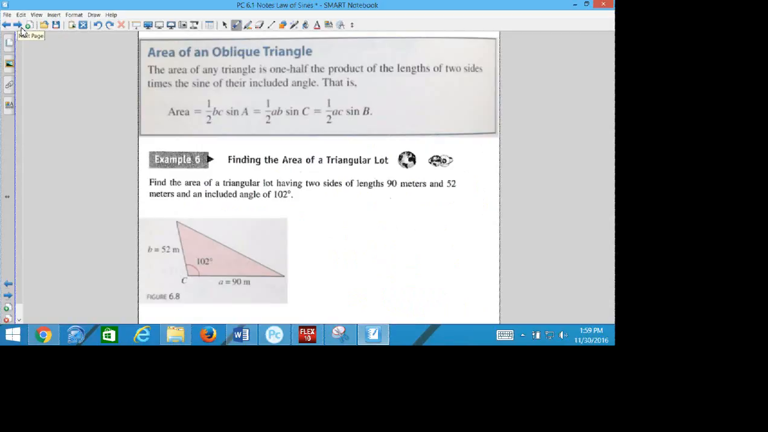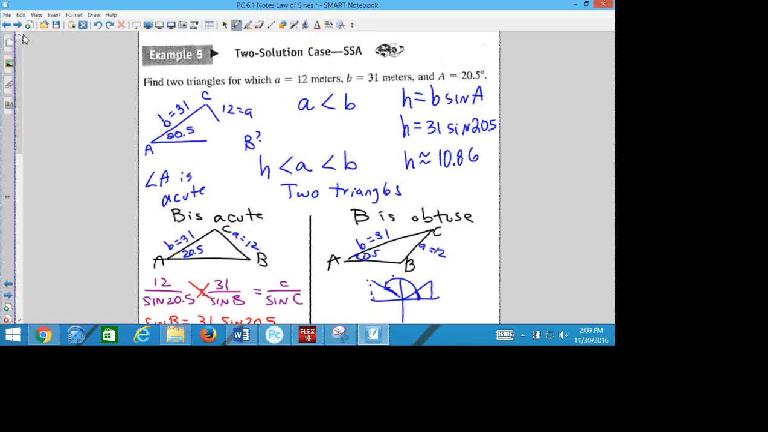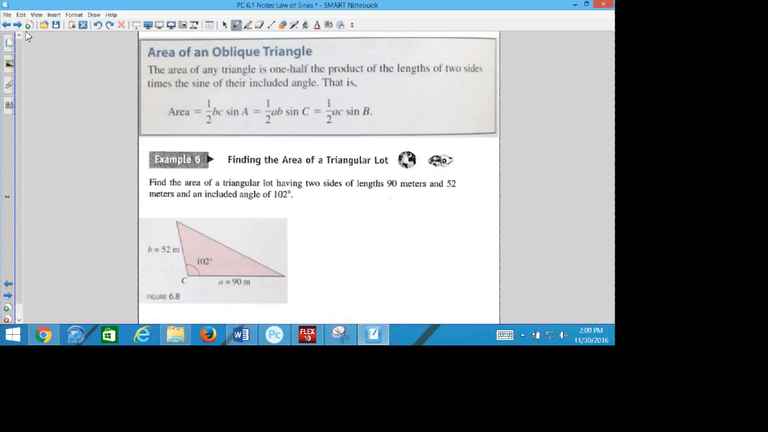Okay, so you remember area of a triangle is a half base times height. If you don't know the height, how are you going to do half base times height? How can we find the height of a triangle if you don't know the height? Because we can find the height, b sine A, you can find the area of any triangle, even if you don't know the height.